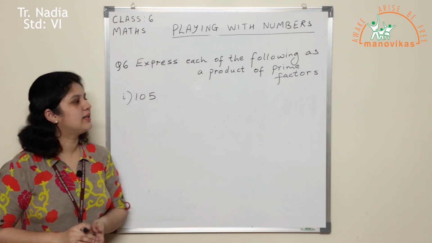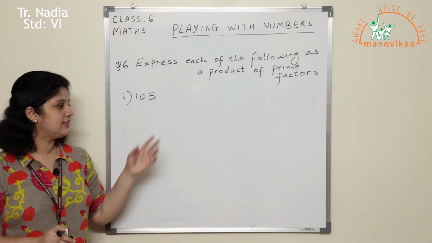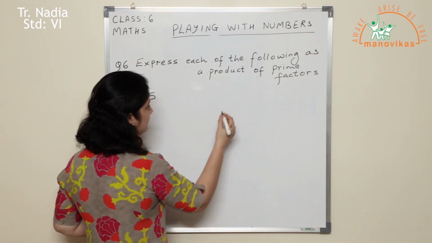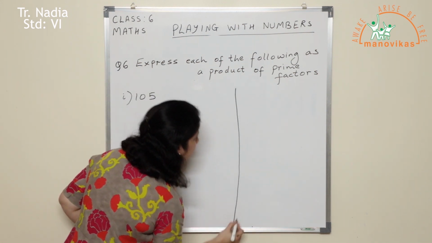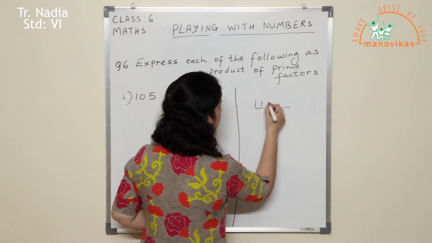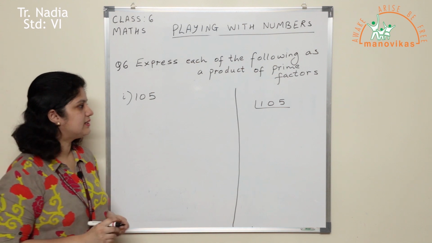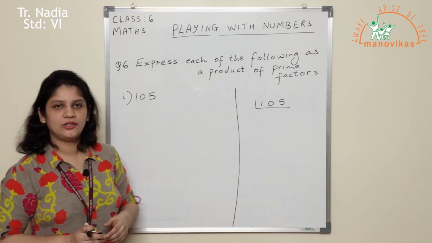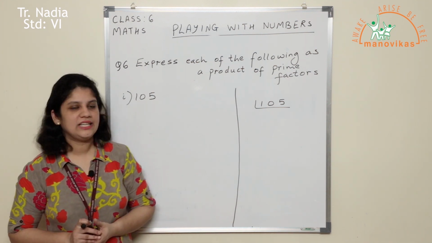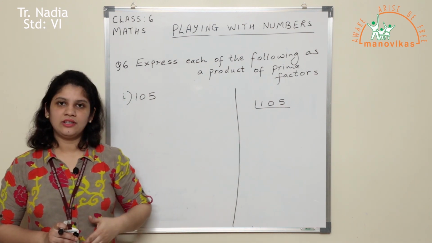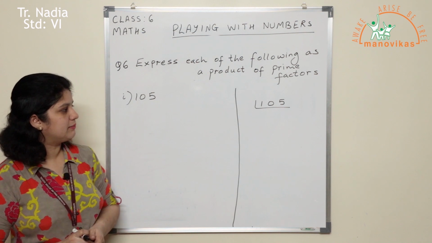Okay, you have to express the number as a product of prime factors. The first one is 105. So what you need to do is you can go to your rough column and factorize this number. Prime factorize the number using prime numbers. I cannot use the number 2 over here because the number is not even. It's an odd number ending with 5. I'll try for the next prime number, that is prime number 3.